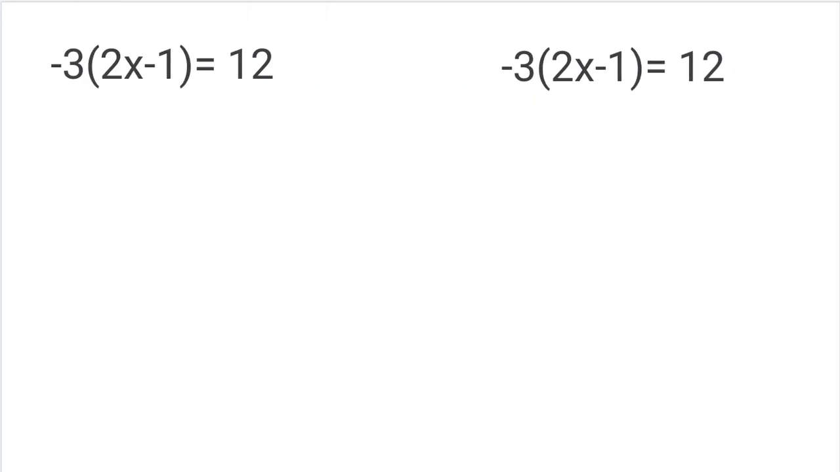Today we're going to talk about two-step equations with distributing. I'm going to do the same problem twice and show you two different ways you could solve it. The first way is we distribute because I have a number next to a set of parentheses.